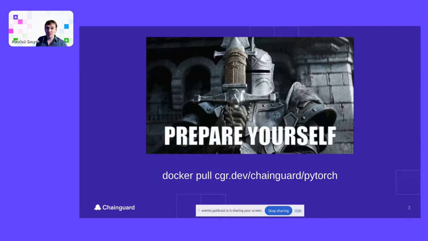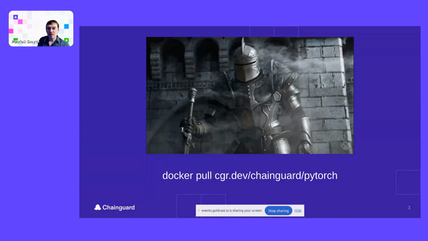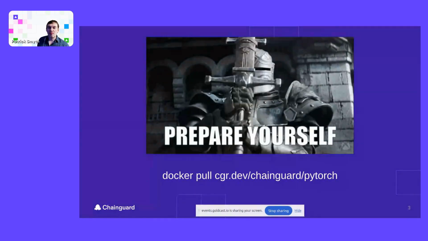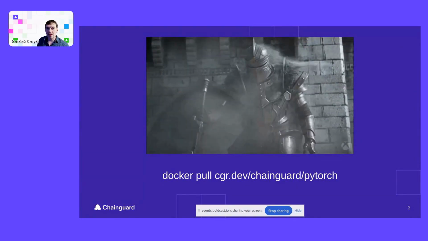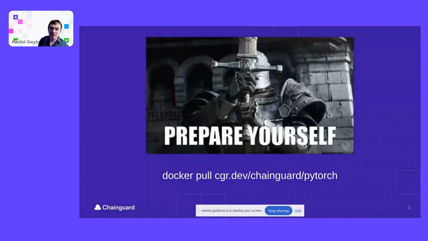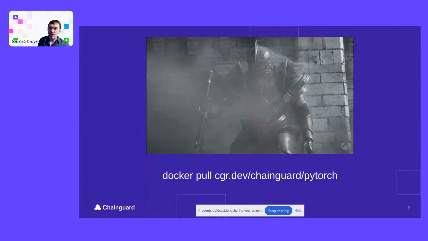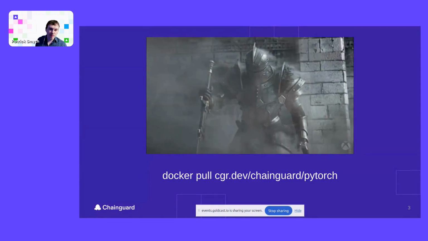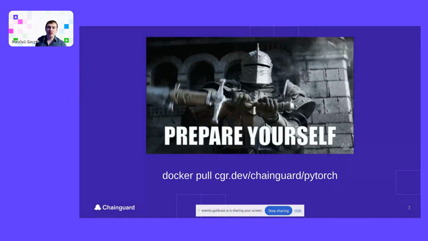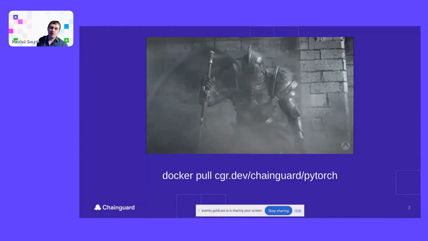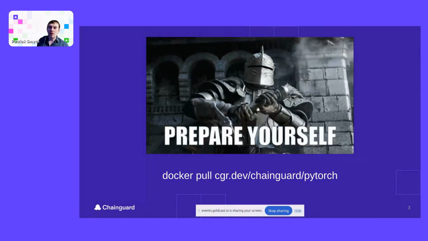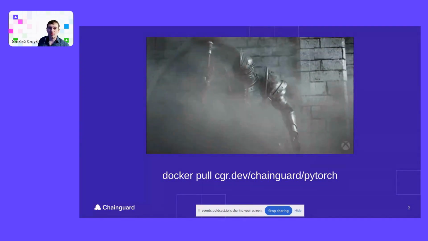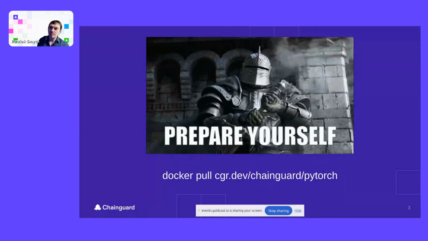We're gonna actually do two demos today. But in order to prepare yourself for the first one, it might make sense to pull the image now because then you'll have it ready to run the demo later. So go ahead and run this Docker pull command to pull down cgr.dev/chainguard/pytorch, and that will pull our secure minimal PyTorch container image.